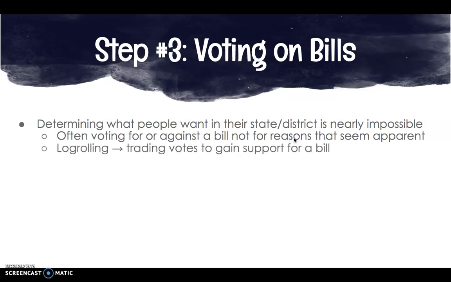But something else that happens is something called log rolling. And really, log rolling is trading votes to gain support for a bill. So the congressperson would agree to back someone else's bill, and then members can secure a vote for their own bill by agreeing to vote in exchange. So maybe some people consider this to be a little bit shady. But this is something that happens, which makes it hard to determine how Congress people are going to vote.